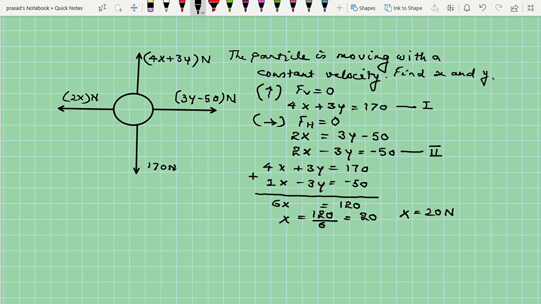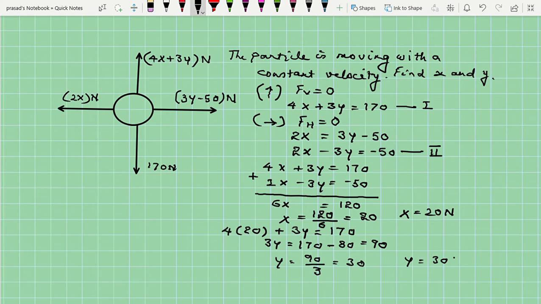Put this x is 20 in equation 1, so you'll get 4 into 20 plus 3y is equal to 170. So 3y is 170 minus 4 into 20, 80, which is 90. So y is 90 divided by 3, that is 30. So y is 30 Newton.